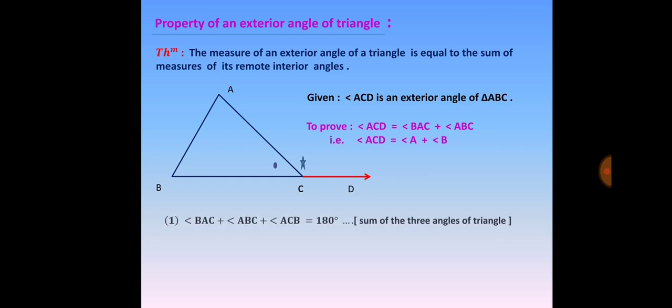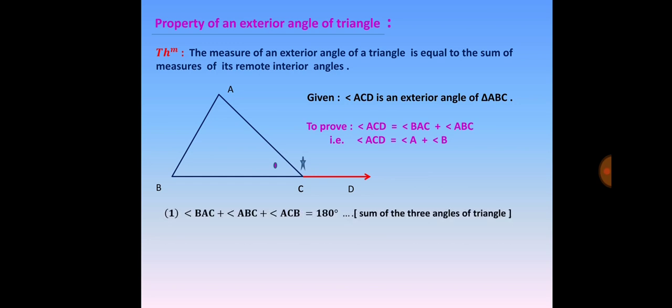Here, first step, we know that the sum of the measures of all angles of a triangle is 180 degrees. So in this figure, first step: angle BAC plus angle ABC plus angle ACB is equal to 180 degrees. Reason: sum of the three angles of a triangle. Now second step: angle ACB plus angle ACD is equal to 180 degrees, because these two angles are angles in a linear pair, and we know by the axiom of linear pair that the sum of angles in a linear pair is 180 degrees.